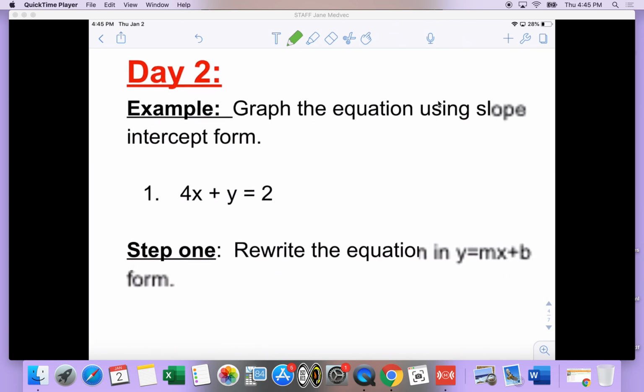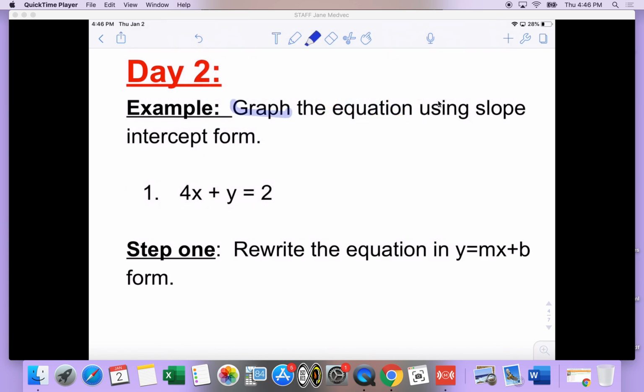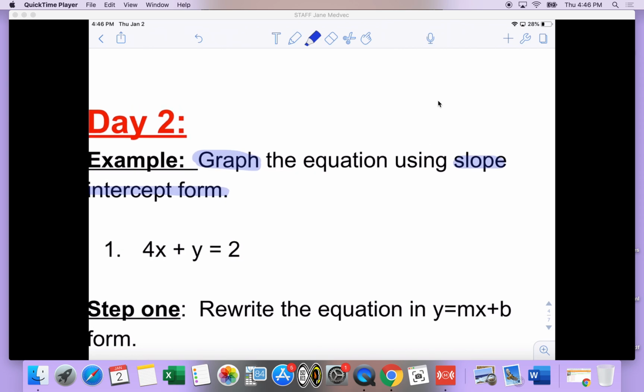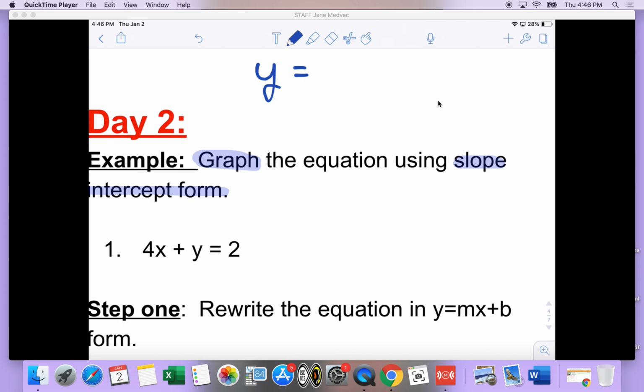We're going to take a look at some of the things that we've done in the past, and we're going to add to it. So notice that the directions are different with this section. It asks you to graph the equation, and it asks us to use slope-intercept form. And if you remember from yesterday or from the previous section, we did y equals mx plus b, where m is my slope and b is my y-intercept.